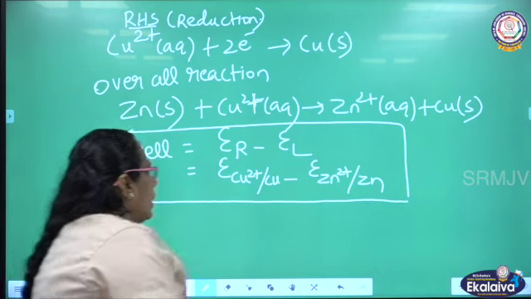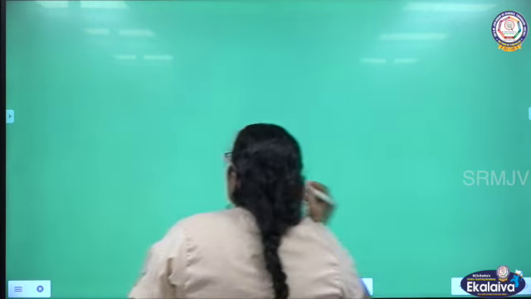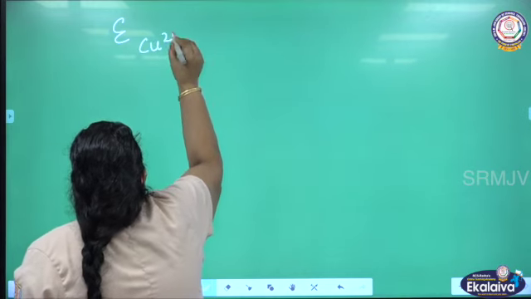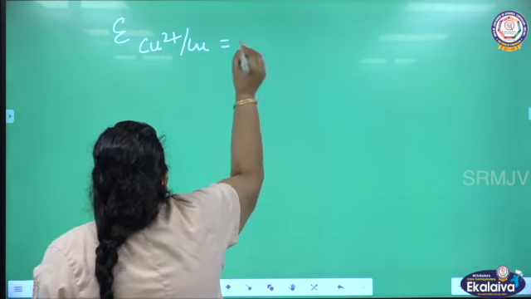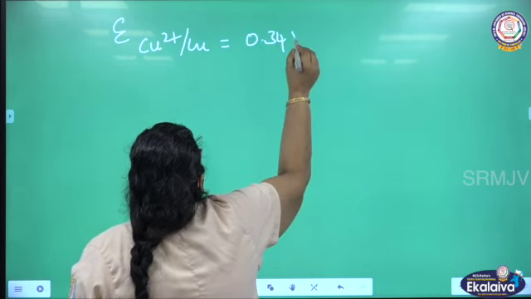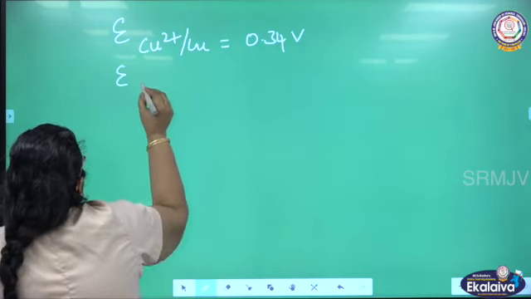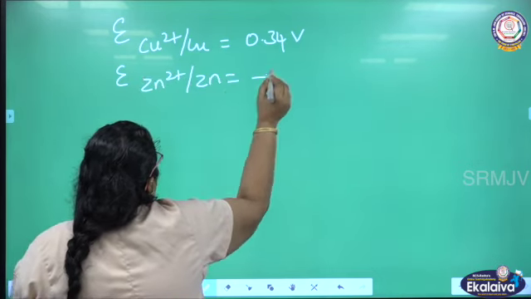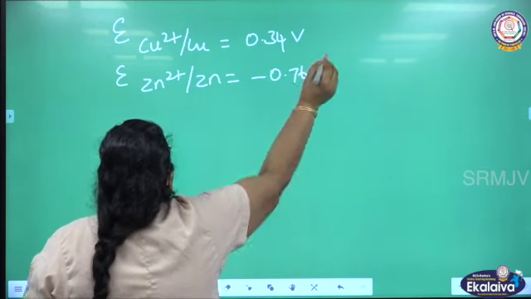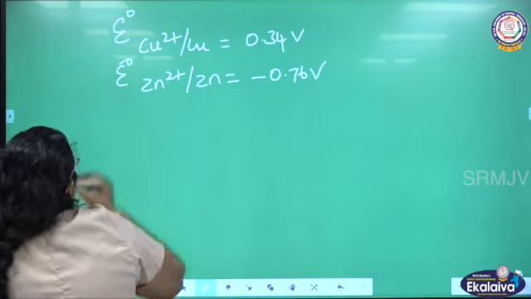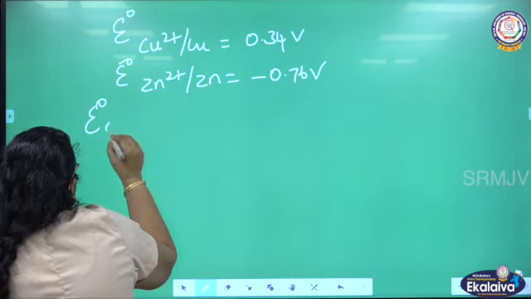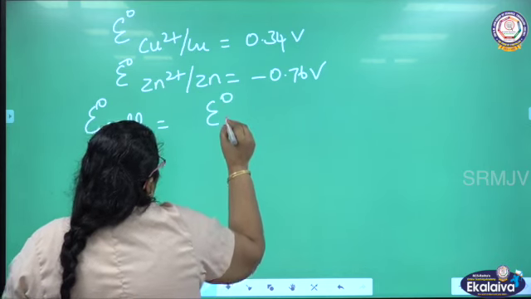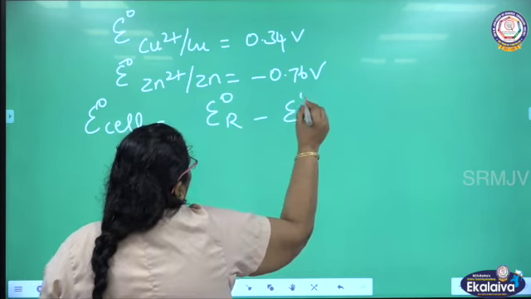For example, if the electrode potential of Cu2+|Cu is equal to 0.34 volts, and the electrode potential of Zn2+|Zn is equal to minus 0.76 volts, we can find out the E naught cell, which is equal to E naught R minus E naught L.